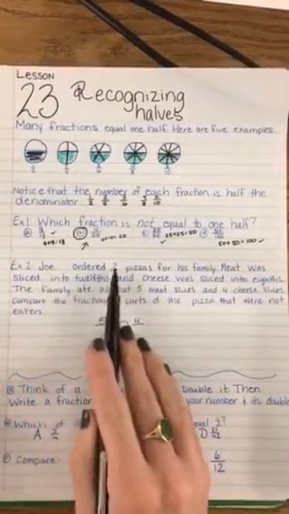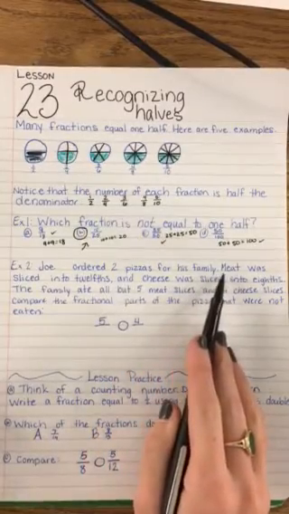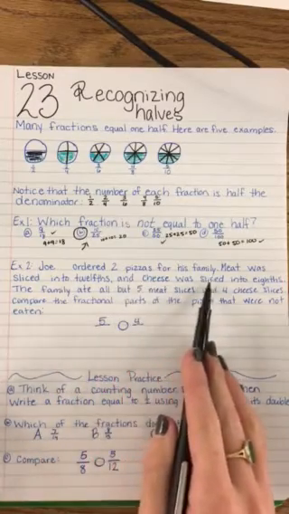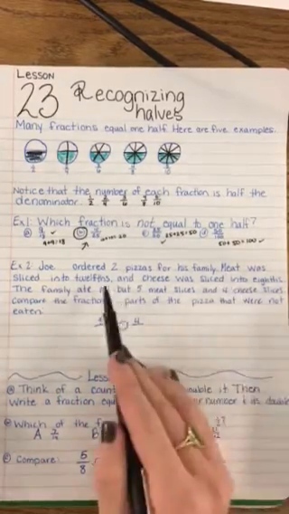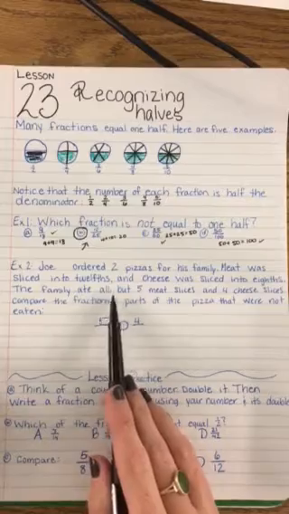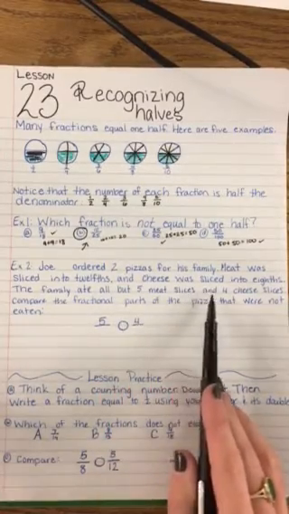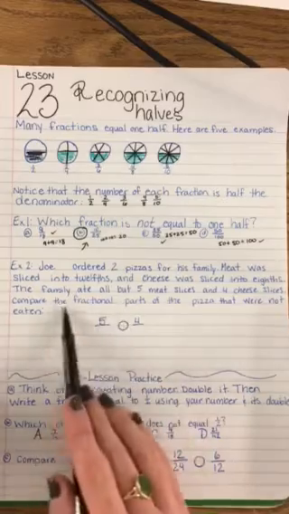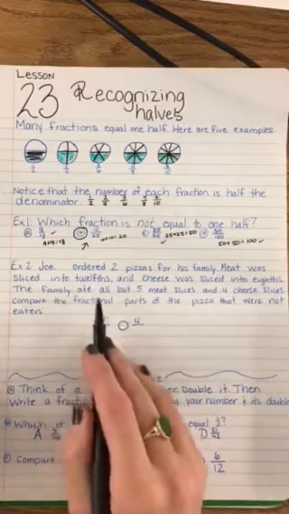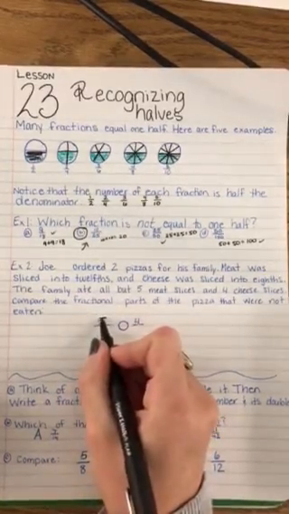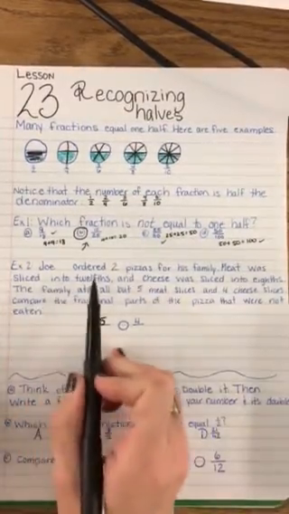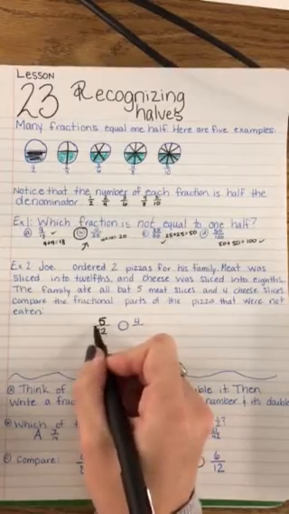Example 2. Joe ordered 2 pizzas for his family. Meat was sliced into 12ths, and cheese was sliced into 8ths. So the 2 pizzas were meat and cheese, and they were sliced into 12ths and 8ths. The family ate all but 5 of the meat slices and 4 of the cheese slices. Compare the fractional parts of the pizza that were not eaten. So they did not eat 5 meat pieces. Okay, so we have 5 meat pieces that they did not eat. And now how many meat was sliced into 12ths? So we have 5/12ths here.